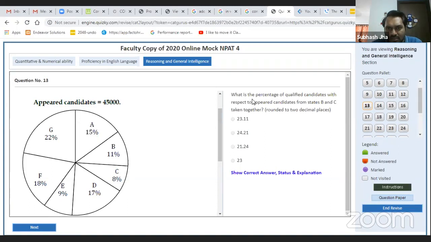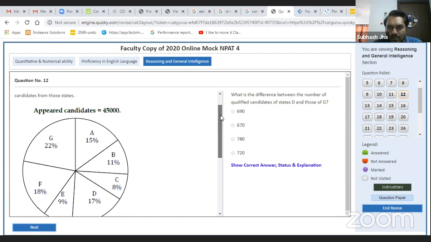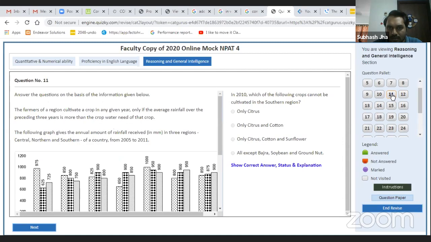So here you can see one question as well: what is the percentage of qualified candidates with respect to appeared candidates from state B and C taken together? This is 12. What is the difference between the number of qualified candidates of state D and those of G? So 11.